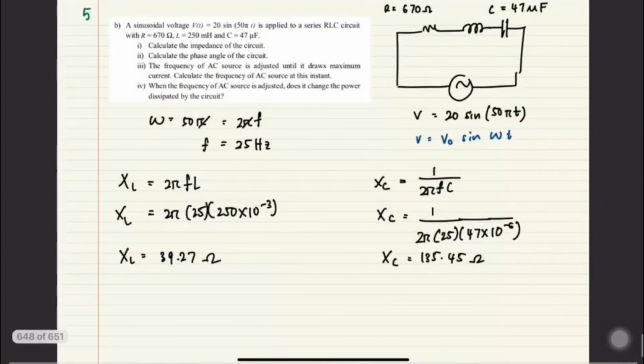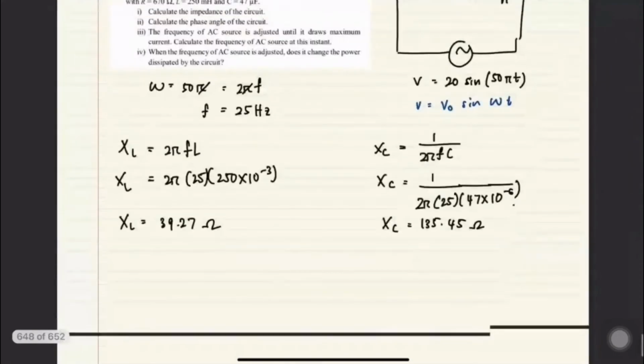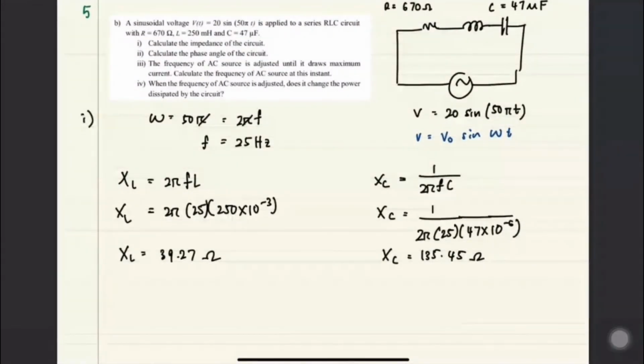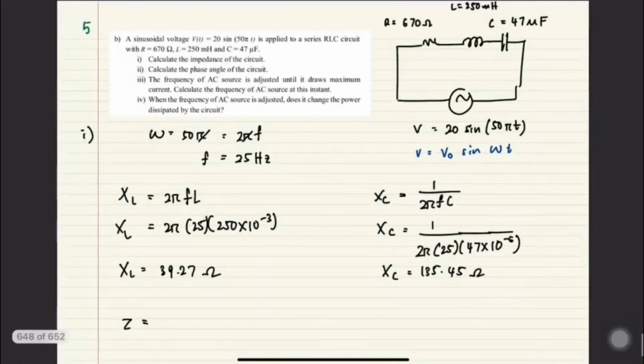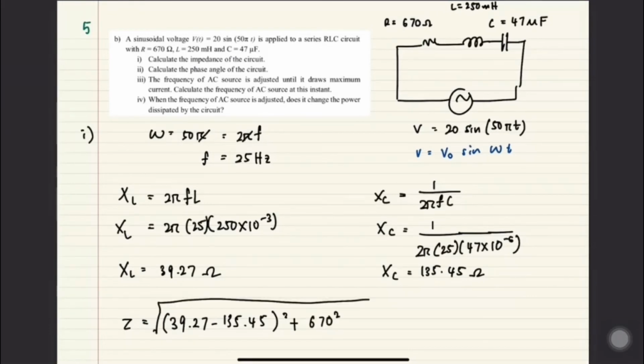Sometimes students make a mistake when calculating Z, they just put in the L and C, which is wrong. Z must use XL and XC. So you have XL minus XC, and it doesn't matter which is subtracted from which because you square it, plus R squared. Take the square root of everything. Okay, 117.22, and the unit will be in ohm.